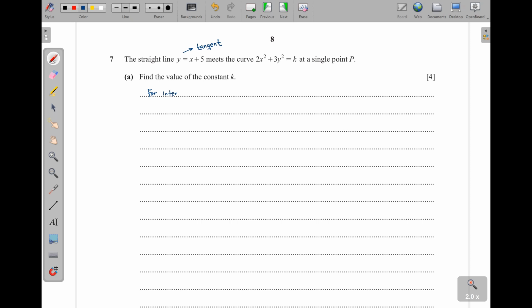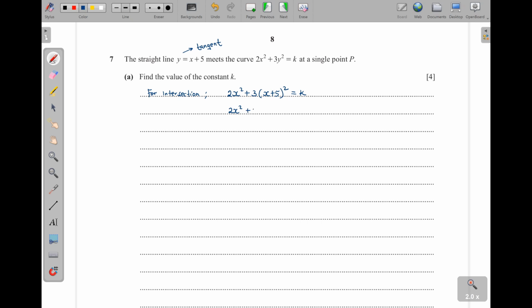So for intersection, now we solve these two simultaneously. So where there is y here, I'm going to substitute it with the whole of this, okay? So I'm going to have 2x squared, then plus 3. Where there is y, I put x plus 5, then squared, I equate to k.